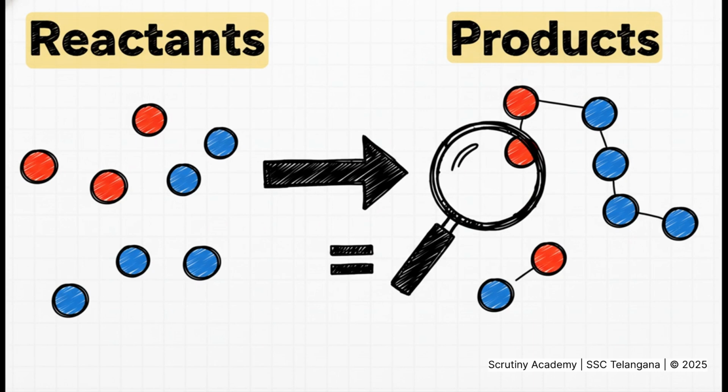So what that really means for us is this. For our equations to be correct, they have to reflect this law. And that translates into one simple actionable rule.